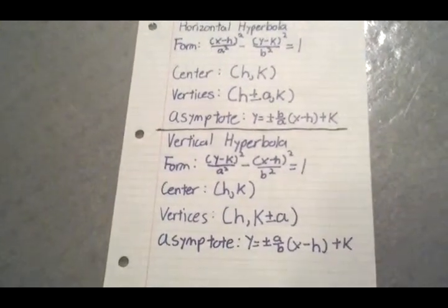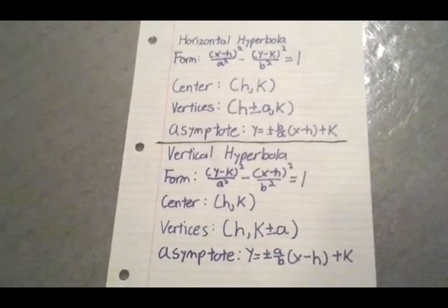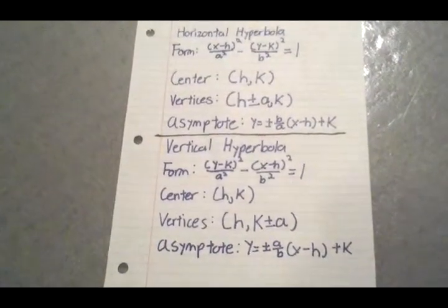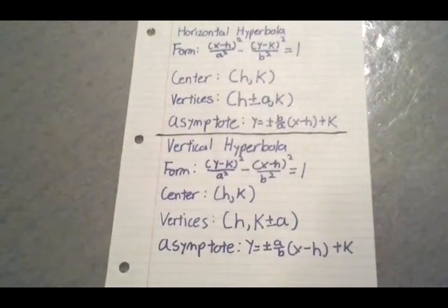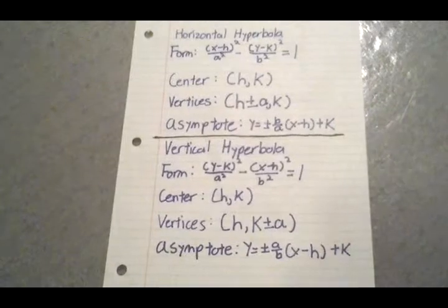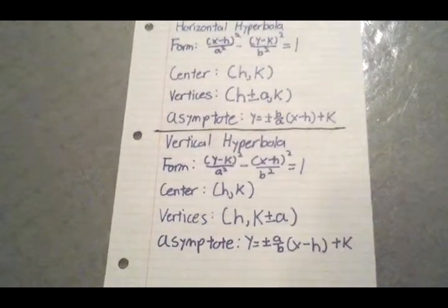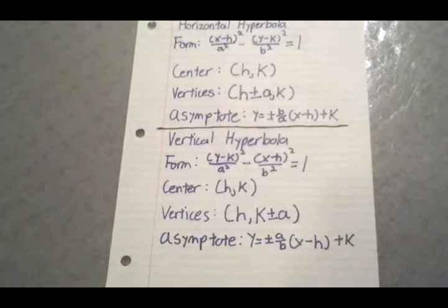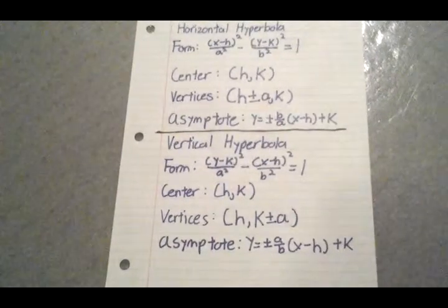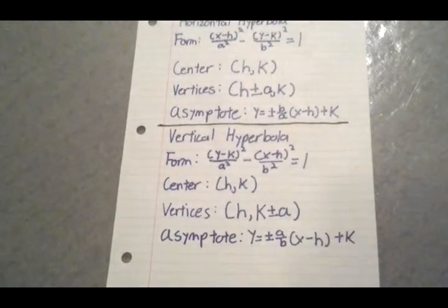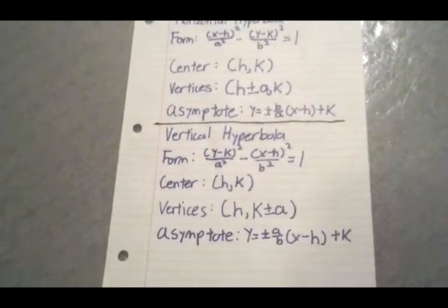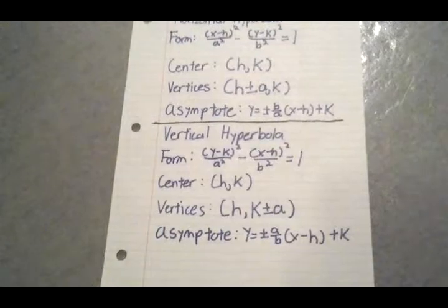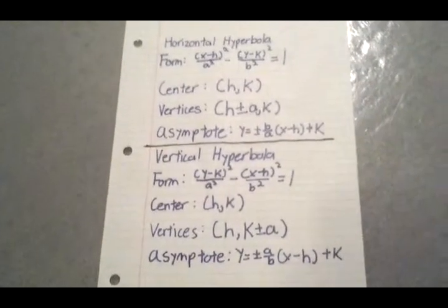Now for the vertical hyperbola, the form is slightly different. It is (y minus k) squared over a squared minus (x minus h) squared over b squared equals 1. The center is still (h, k). The vertices are (h, k plus or minus a). The asymptote is y equals plus or minus a over b times quantity (x minus h) plus k. Now we'll be doing an example problem for the vertical hyperbola.